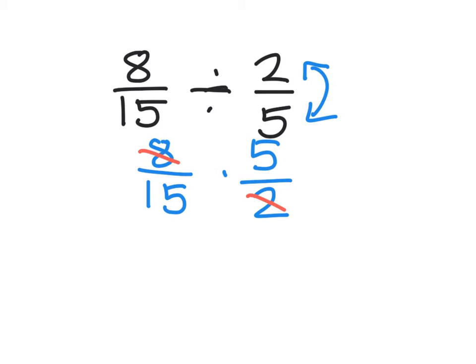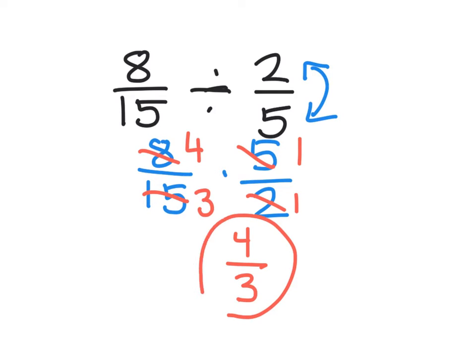2 into 8 goes 4 times, once into itself. 5 cancels into itself 1 time, 3 times into 15. So now when I multiply, 4 times 1 is 4, 3 times 1 is 3. So I get 4/3 for the answer.